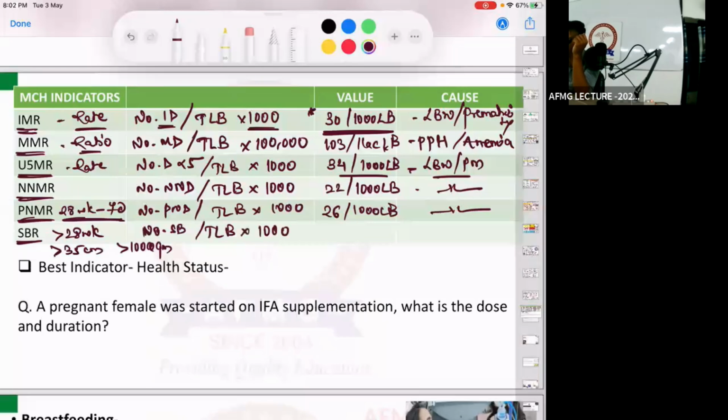What is the current stillbirth rate? It is around 20 to 22. So 22, and again the cause, here the cause would differ. Here the cause would be maternal infection. Maternal infection is the cause for stillbirth rate.